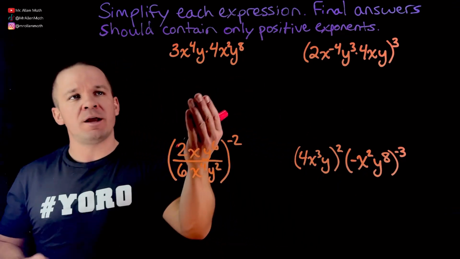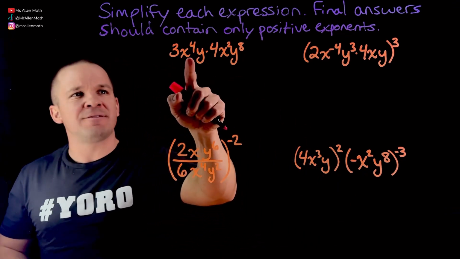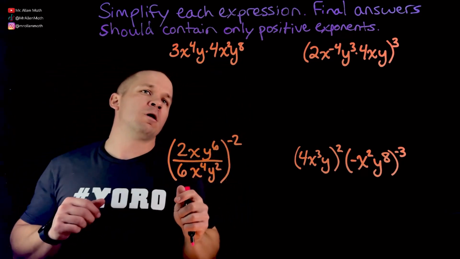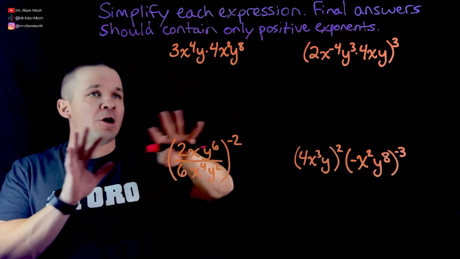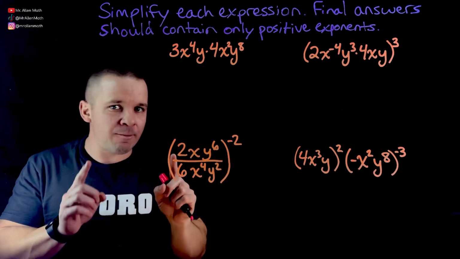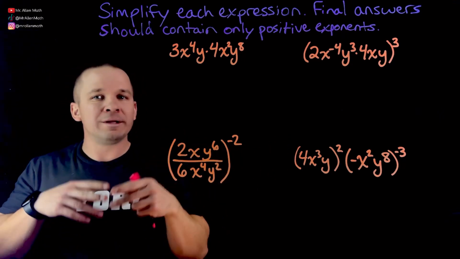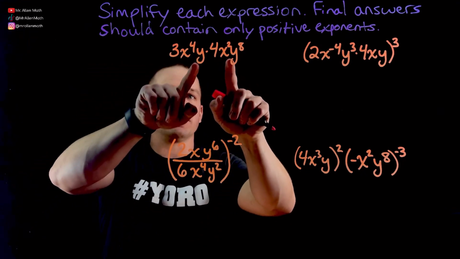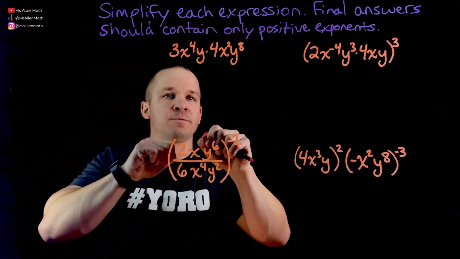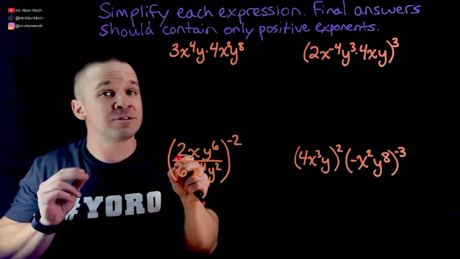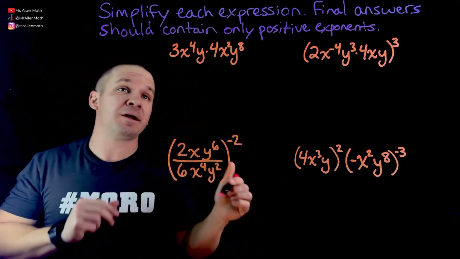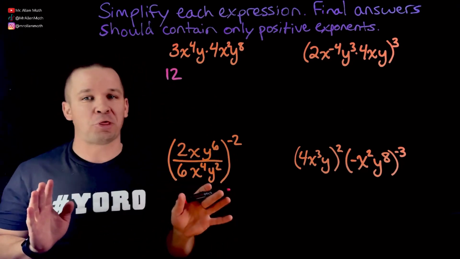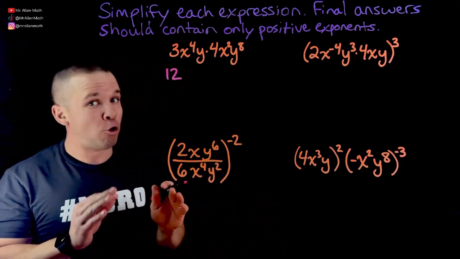So first one here, I've got 3 times x to the 4th times y times 4 times x squared times y to the 8th. All multiplication here. Now, a common error here, when getting into exponents, as we know, with like bases, we add our exponents. 3 and 4 are still just numbers. It's multiplication. 3 times 4 is 12. We're not doing 3 plus 4 and getting 7 here. Normal math applies.